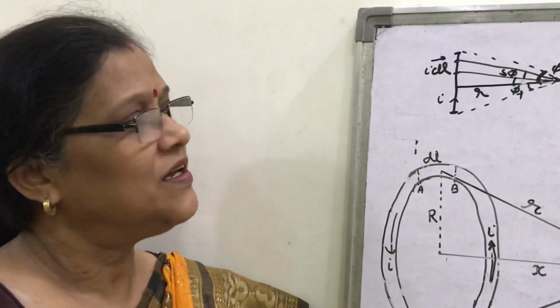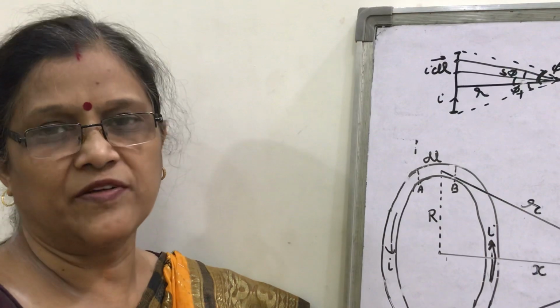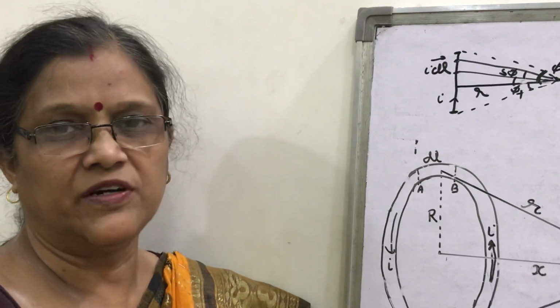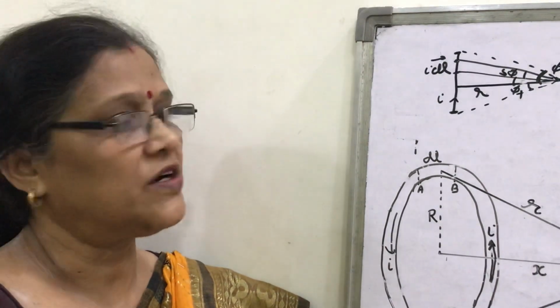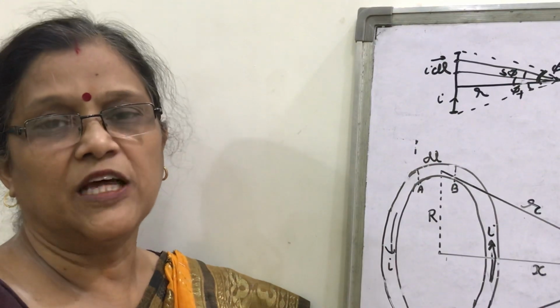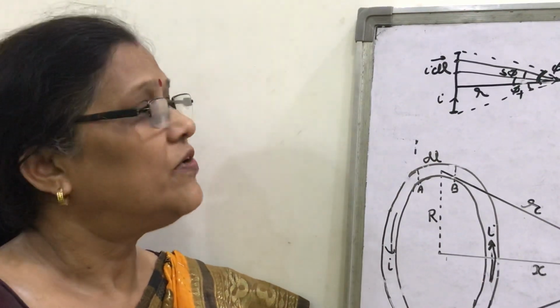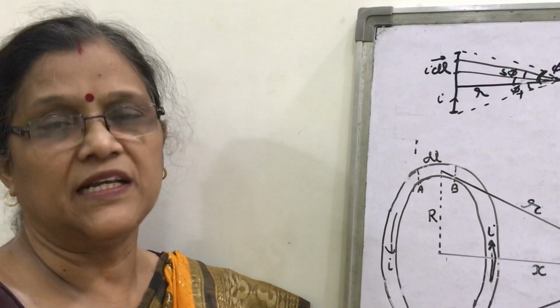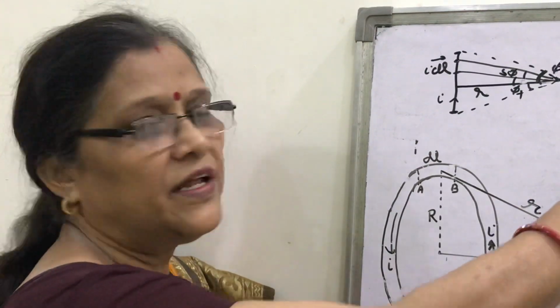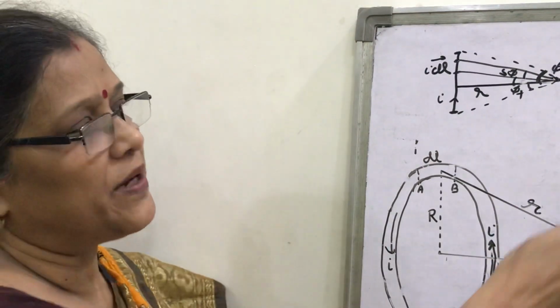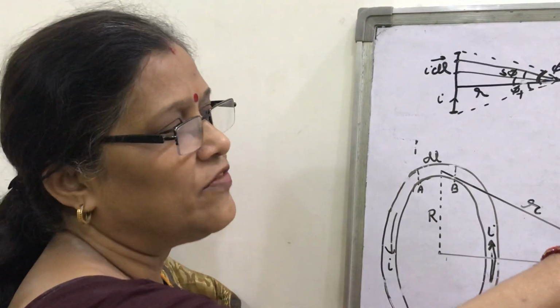In class 12, we are discussing the magnetic effect of current. We have read the Biot-Savart law, and using it, we have obtained the expression of magnetic field for a current carrying wire of finite size, which is given here as mu naught upon 4 pi, I by r, into sin phi 1 plus sin phi 2.